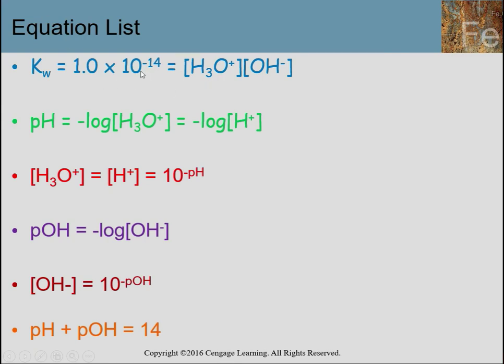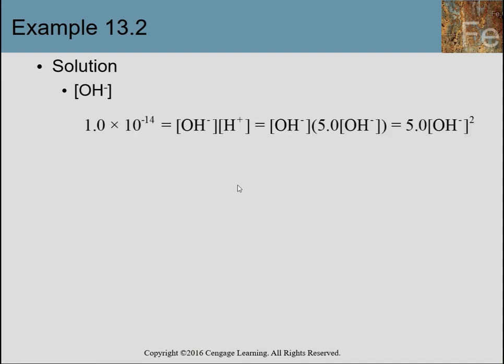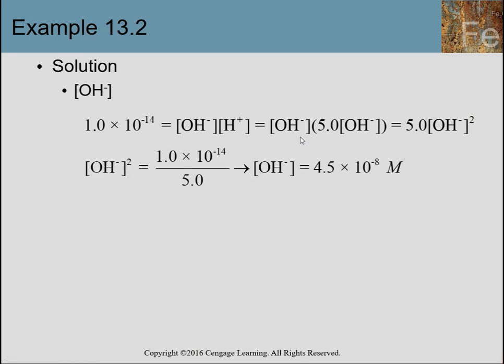So we're going to use the first equation algebraically to find out what the hydroxide concentration is going to be, and then we're going to use this purple equation, pOH equals negative log of the hydroxide, to figure out the pOH. So let's do it. Hydroxide ion concentration. Since the hydrogen ion concentration is 5 times the hydroxide, I'm going to replace it with 5 times the hydroxide in my equation for hydrogen. So 5 times the hydroxide ion concentration squared is going to be equal to 1.0 times 10 to the negative 14th. Solve for the hydroxide by dividing by 5 and then taking the square root of both sides. I get that my hydroxide concentration is 4.5 times 10 to the negative 8.